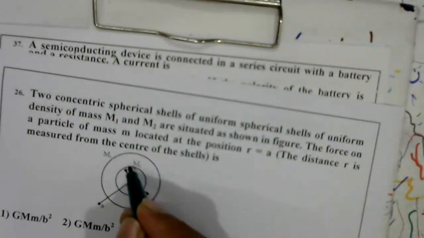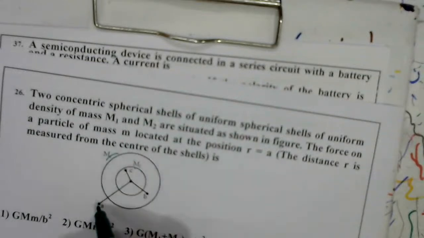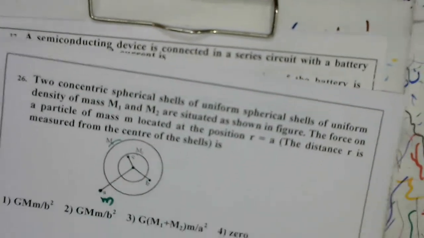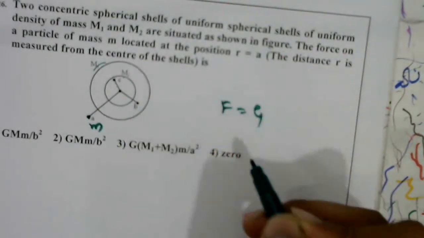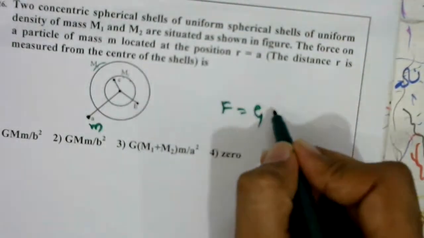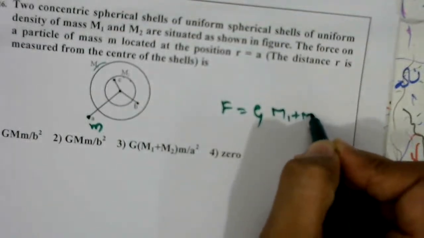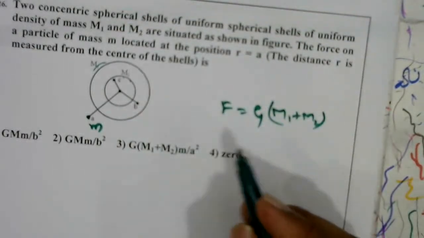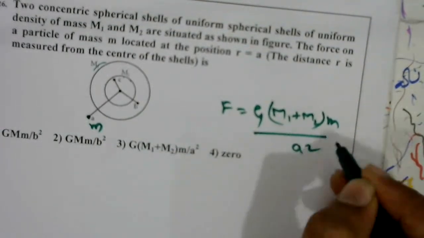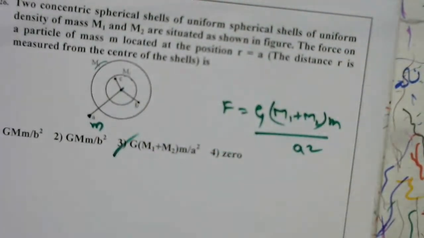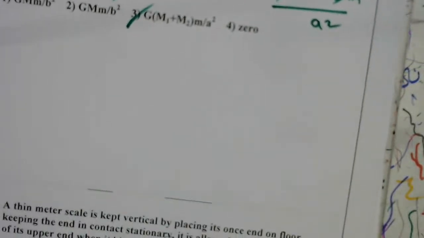Now the mass of the inner shell is M2 and the outer shell is M1. At this point, a small mass m is kept. The force at this point is how much? F is equal to G M m divided by A square, where M is M1 plus M2, because we have to measure the distance from the center to here. So F is G into M1 plus M2 into m divided by A square. Which option is this? Third option, that is direct.